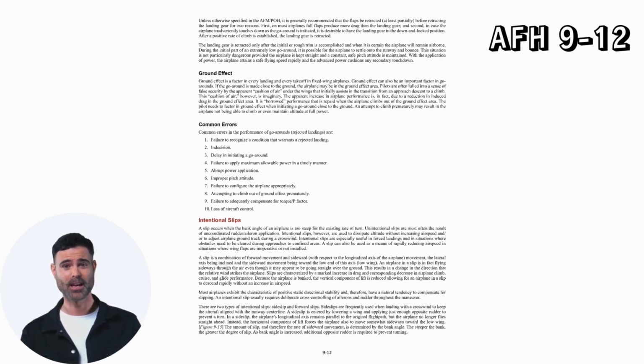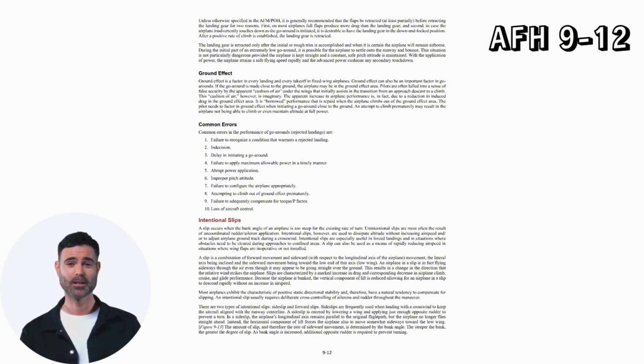Common errors. Common errors in the performance of go-arounds, rejected landings are: 1. Failure to recognize a condition that warrants a rejected landing. 2. Indecision. 3. Delay in initiating a go-around. 4. Failure to apply maximum allowable power in a timely manner. 5. Abrupt power application. 6. Improper pitch attitude. 7. Failure to configure the airplane appropriately. 8. Attempting to climb out of ground effect prematurely. 9. Failure to adequately compensate for torque and P-factor. 10. Loss of aircraft control.